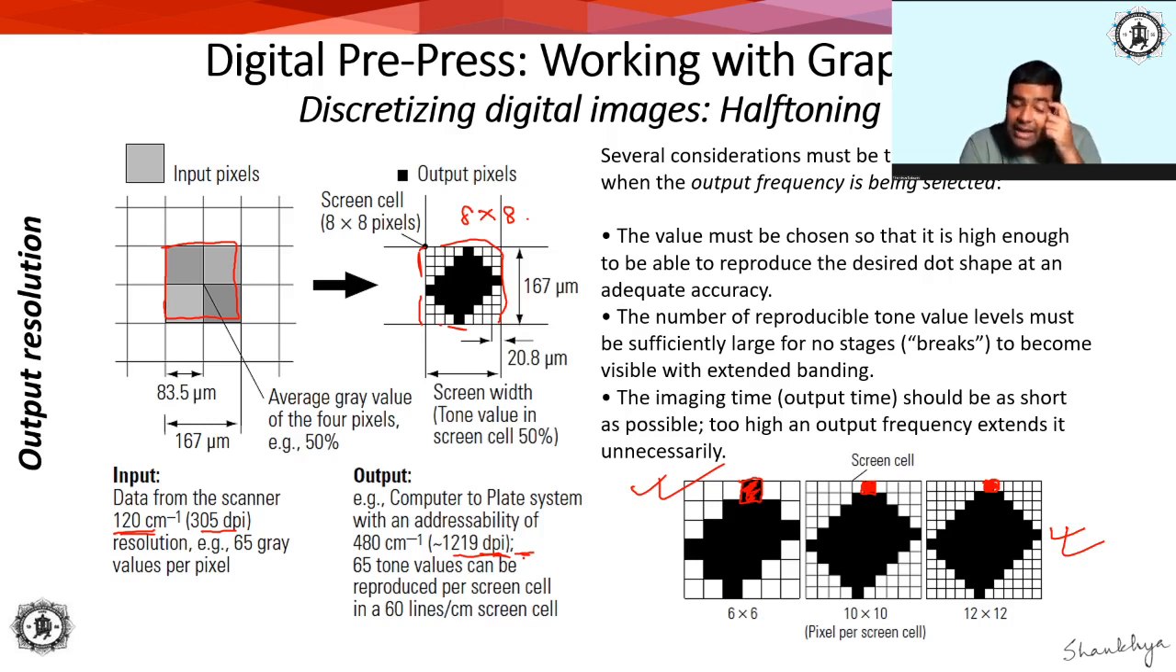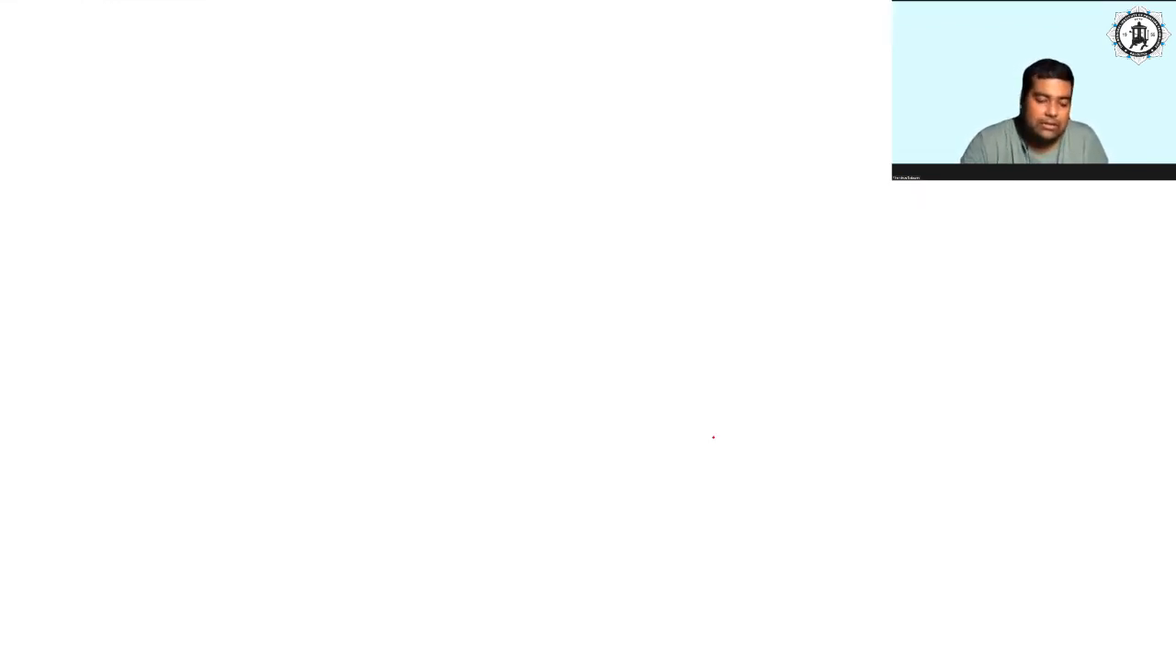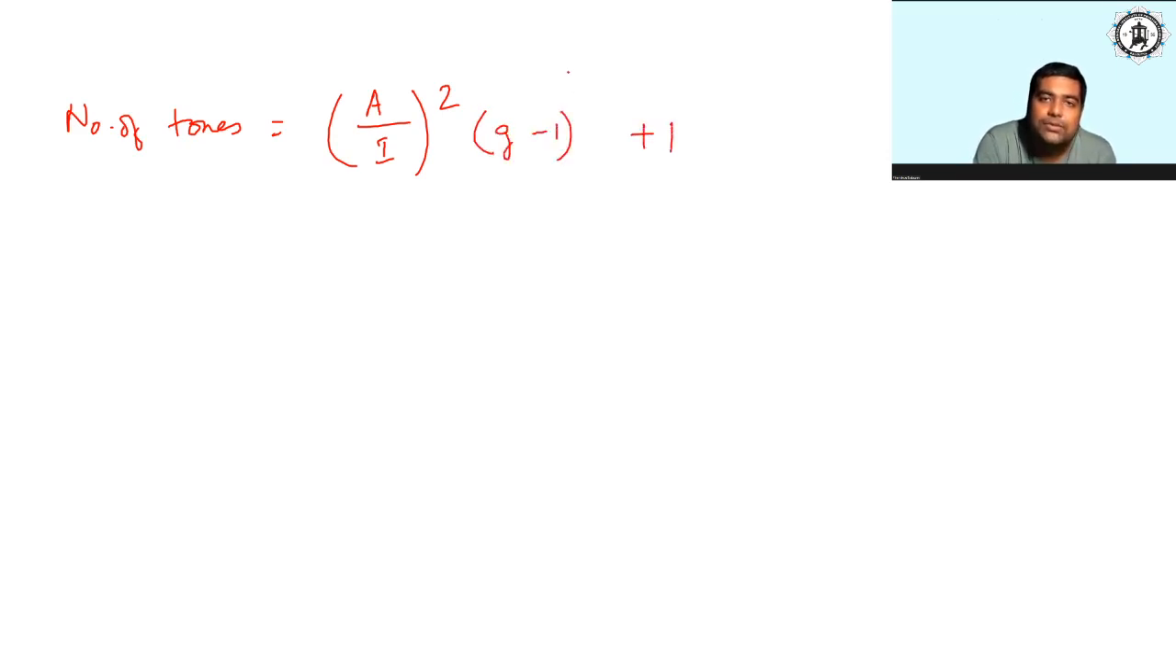why does this matter? Why am I repeatedly saying that the image quality will become better when your output frequency or the addressable resolution of the CTP increases? See, there is a very easy formula to remember this. I'll just show you. The formula is that the number of tones achievable is equal to (addressable resolution by input resolution) squared, into G minus 1, plus 1. This is the basic formula actually.